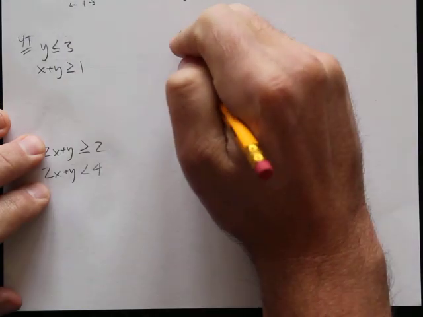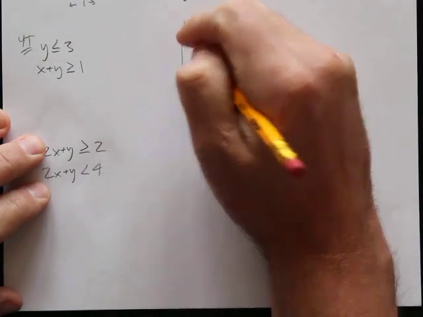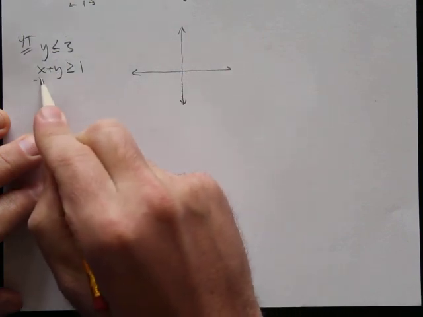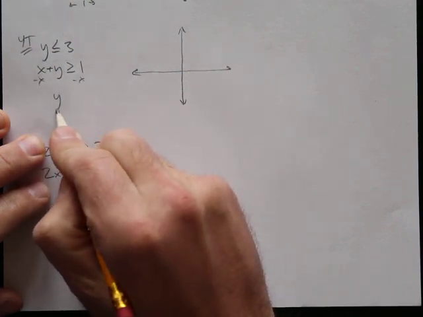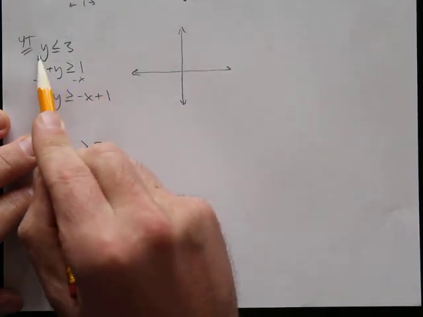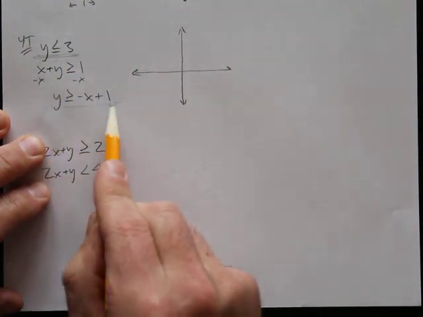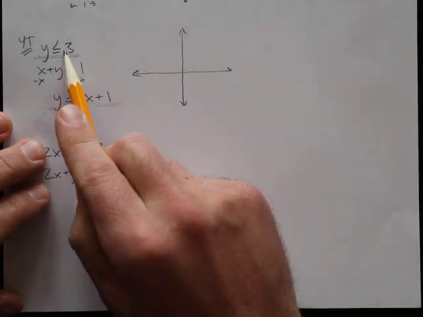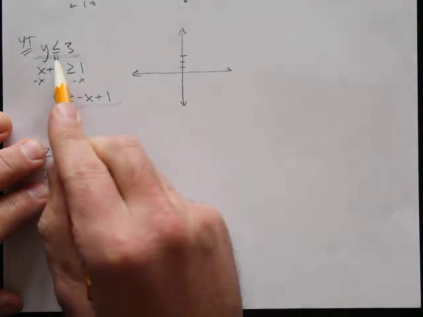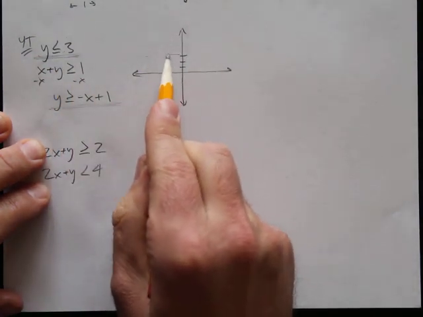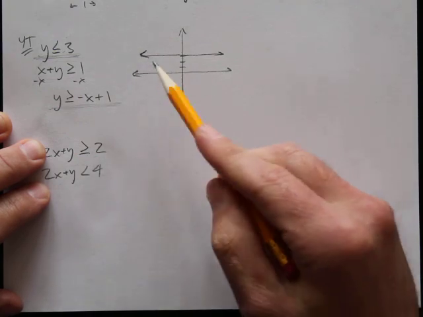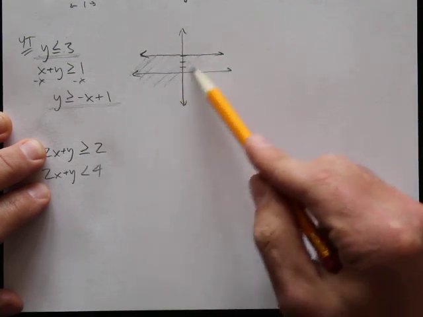All right, see how you did? Here is my coordinate plane. I'm going to subtract x from both sides, so I have y is greater than or equal to negative x plus 1. So here's my one inequality and here's my other one. And I'm going to graph this one. I'm going to go up 3, 1, 2, 3. Y is less than or equal to 3, but first let's draw the y line here. Y is less than or equal to 3, so I'm going to shade underneath.